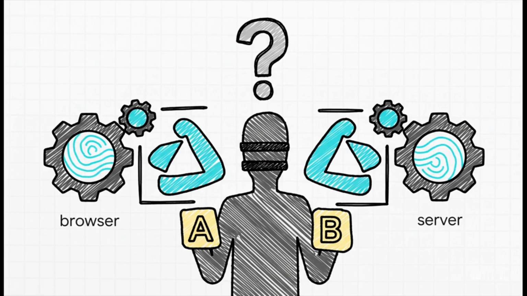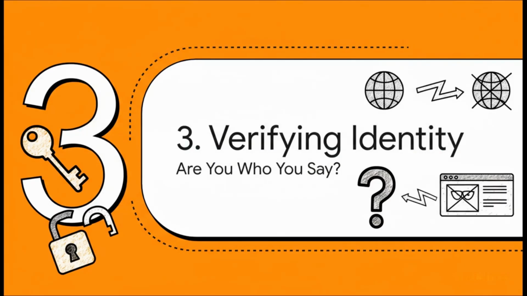Problem solved. Okay, so they've created a secret key. That's fantastic, but there's another huge problem. They securely generated this key with someone. But how does your browser know that someone is actually example.com and not some imposter pretending to be them?